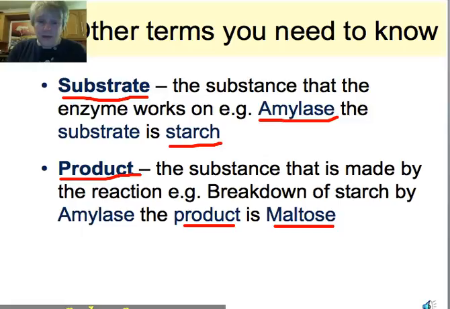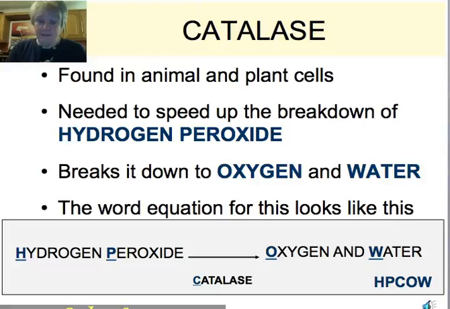So we're going to go on and have a look at some specific enzymes. And we're going to have a look at this one here. This is an enzyme that's called catalase. Now, catalase is found in animal and plant cells. It's found in every living cell. It's needed to speed up the breakdown of something called hydrogen peroxide. Now, hydrogen peroxide is produced in respiration in cells, and it's actually toxic to the cell if it's there in high amounts. So it has to be broken down.